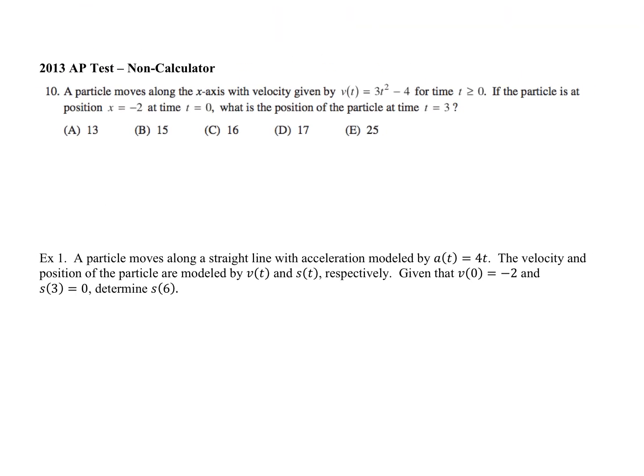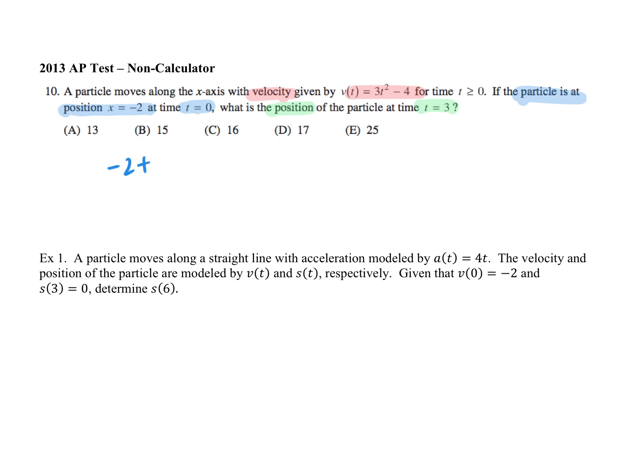How is this one different, you guys? They didn't give us a calculator on this one. Oh, it's cool. Particle moves along the x-axis. Velocity is given. Here's my velocity. The particle is at x equals -2, at t equals 0. What is the position at t equals 3? Let's worry about our setup first.